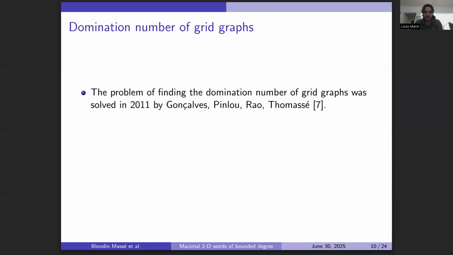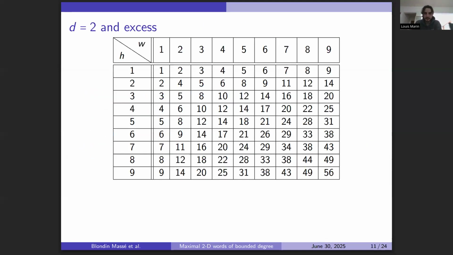All right, so maybe let's tackle the big one, d equals 2. Here's a table of the maximal area of two-fold words with this width and this height. Right now it's not really eloquent. Obviously it's symmetric, but there's not much we can infer from looking at just this table.